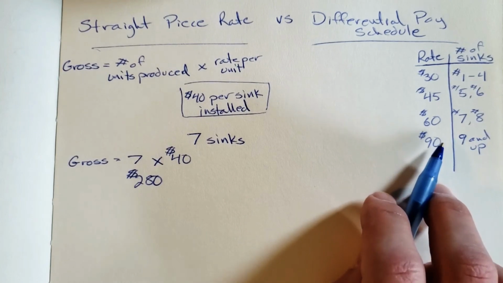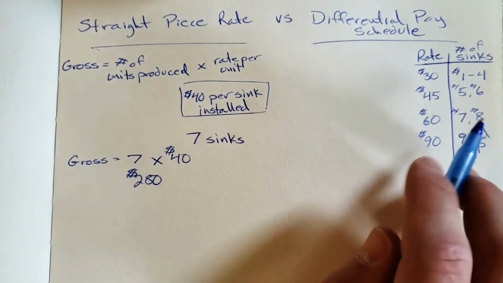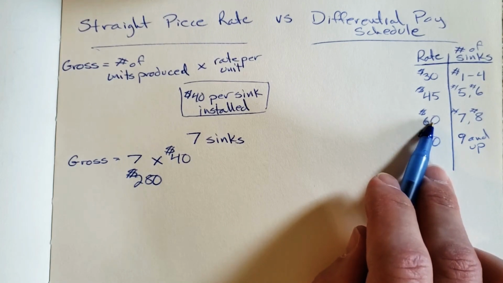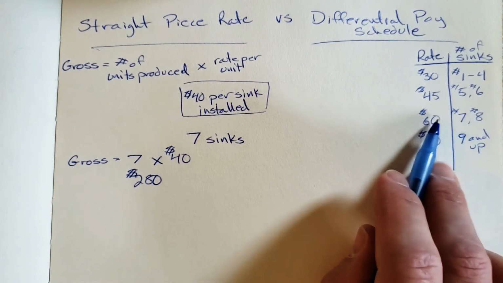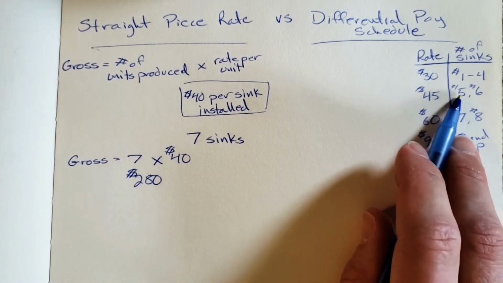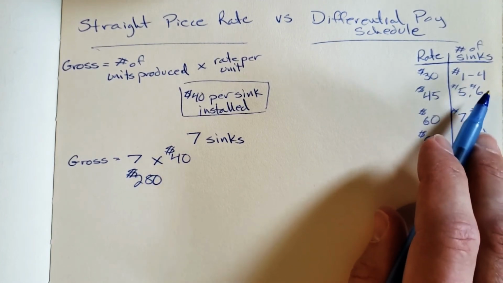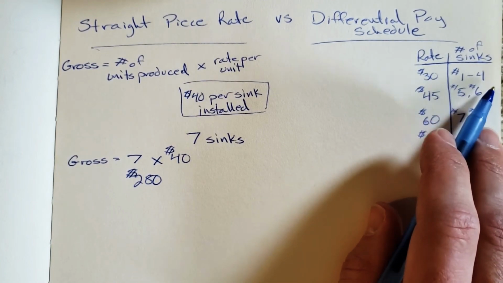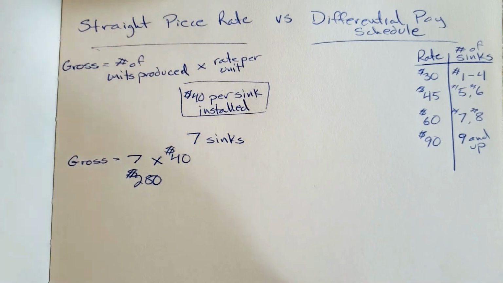Now, what you have to be careful of here is that if they install 7 sinks, it's not that they get $60 for every sink. It's that they get $60 for sink number 7. They get $45 for sink number 5 and $45 for sink number 6. And $30 for 1, 2, 3, and 4. So we have to break this up a little bit.